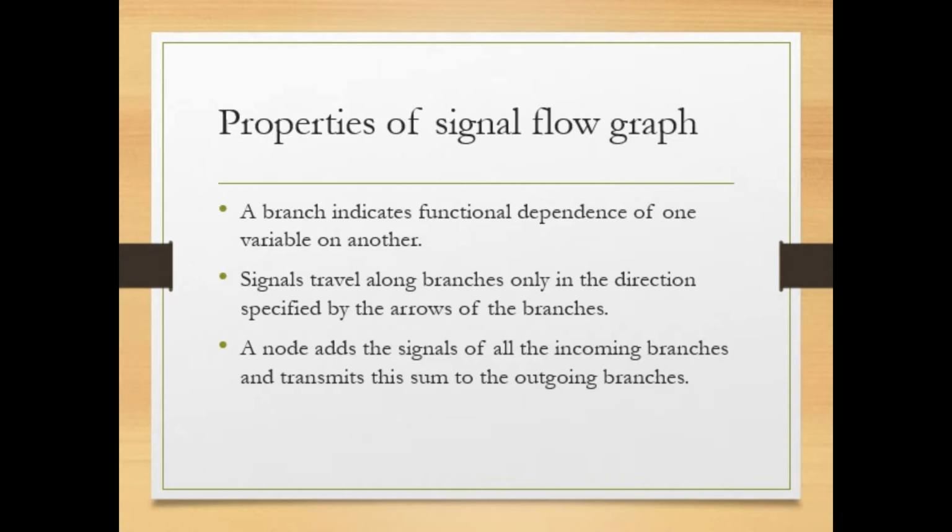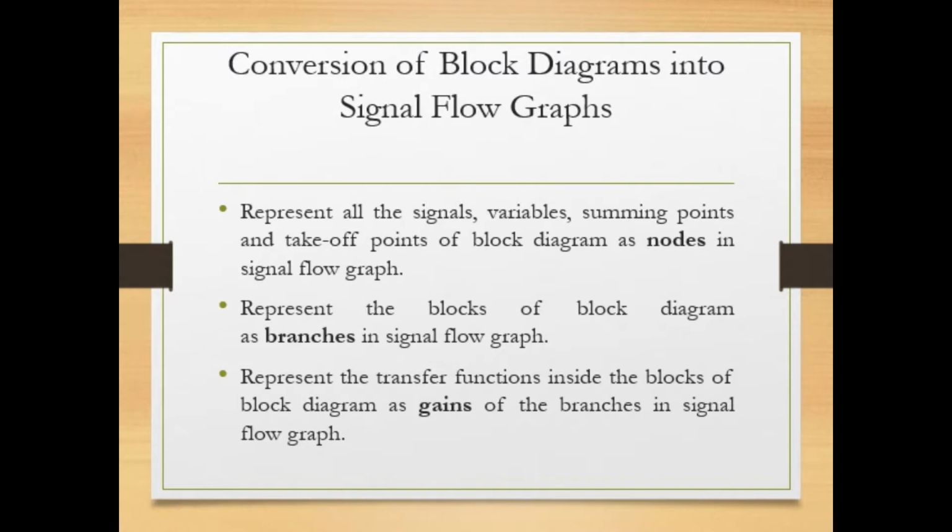So how do we convert a given block diagram into a signal flow graph? As you are aware, a block diagram has summing points, takeoff points, and blocks. The first thing we are supposed to do is represent all the signals, variables, summing points and takeoff points of the block diagram as nodes in the signal flow graph. And whatever blocks are there have to be represented as branches. I have shown in the previous slides how G of S, a block, is represented as a branch.